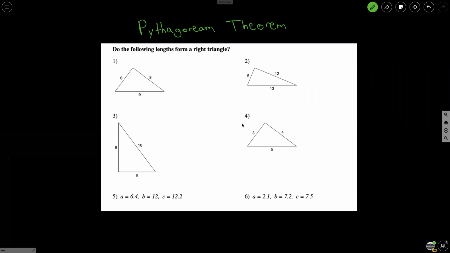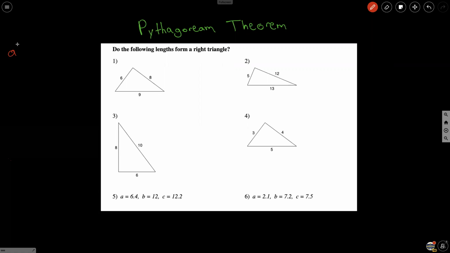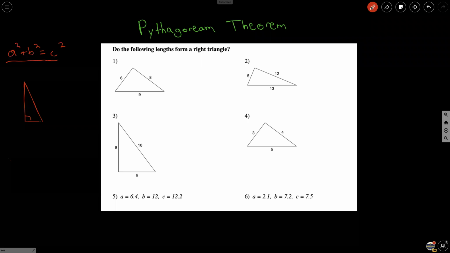Pythagorean theorem. This is a very, very simple concept. We use this to figure out the sides of a triangle, particularly a right triangle. And if it's a right triangle, it's going to be a three-sided polygon with a right angle inside of it. Okay. And typically, if this is a right triangle, then this rule is going to be true.